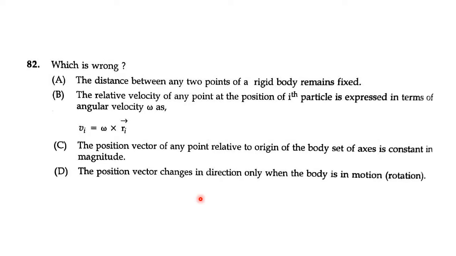Here the given question is which is wrong. So the first one, B, C, D, which one of the following is wrong? To analyze these answers, we need to first draw the rigid body, then we can discuss some details in the rigid body. So look at the first option as well as the second option, third option, fourth option. We want to completely analyze the rigid body. That is the thing we are going to do now.